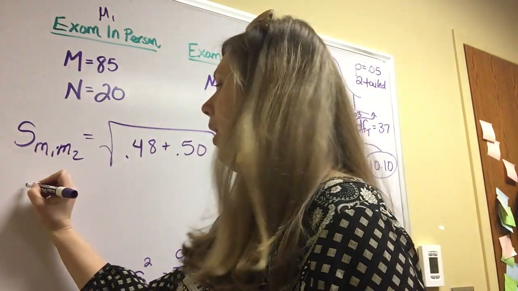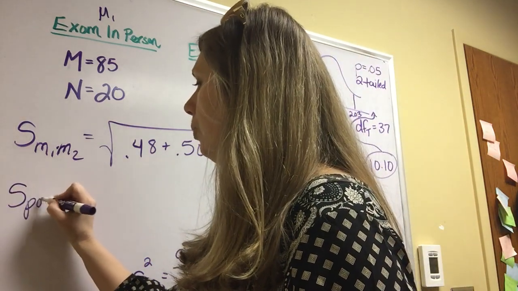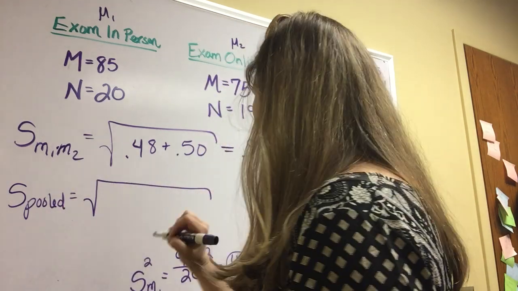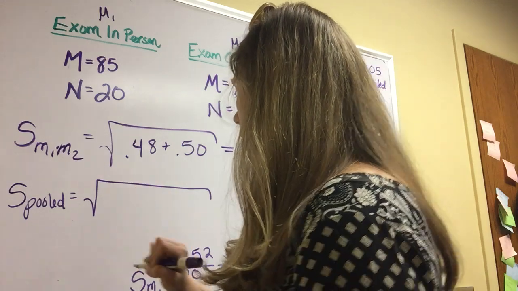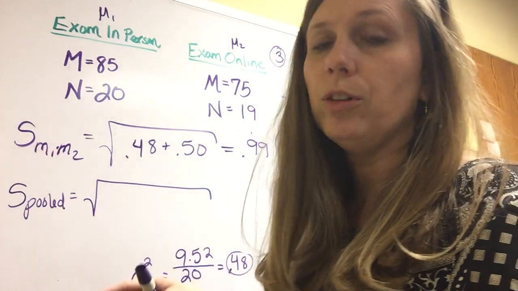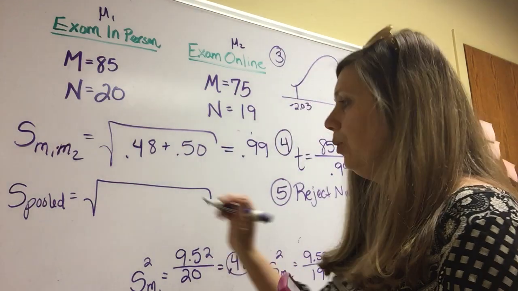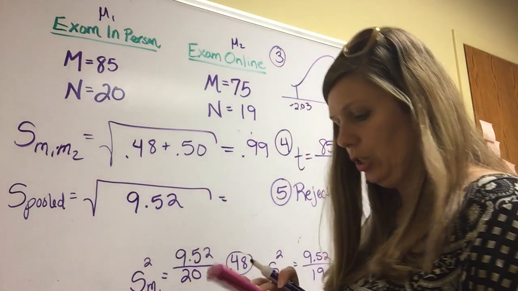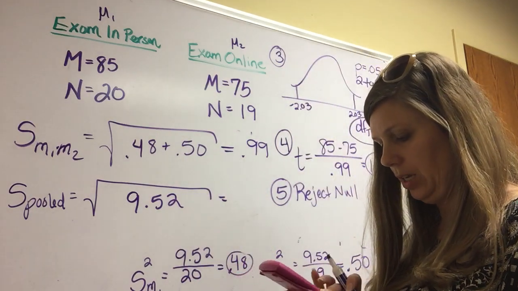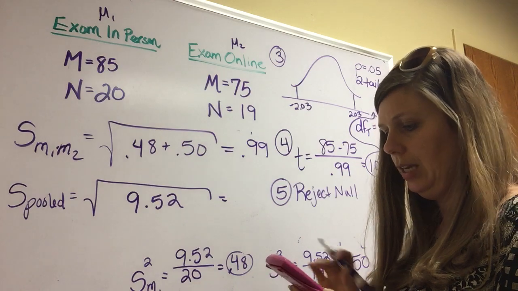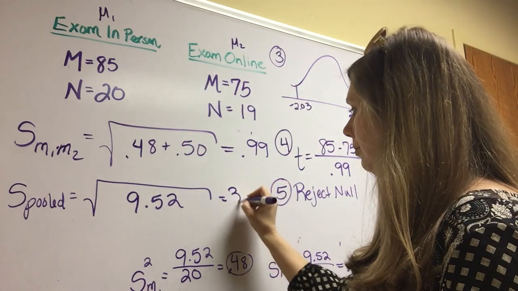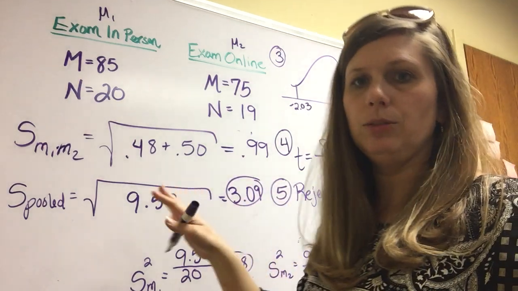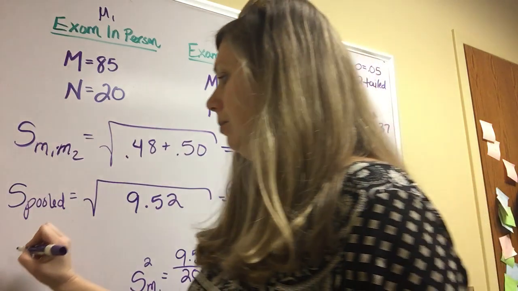So in order to get that, let's see here. We need our pooled standard deviation. We just need to be able to take the square root of our pooled variance. Okay, so our pooled variance, if you remember from a little bit ago, was this 9.52. So I'm going to do square root of 9.52, and I get 3.09. All right, but that's not our answer here. We still need the effect size.